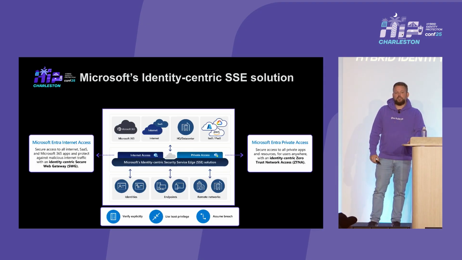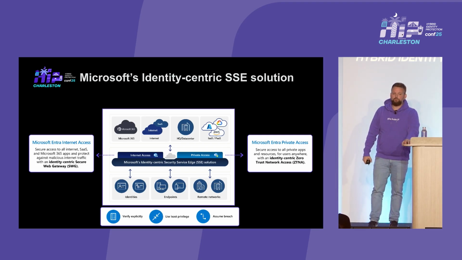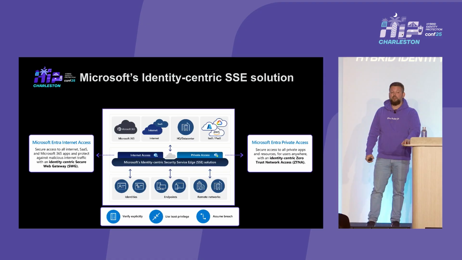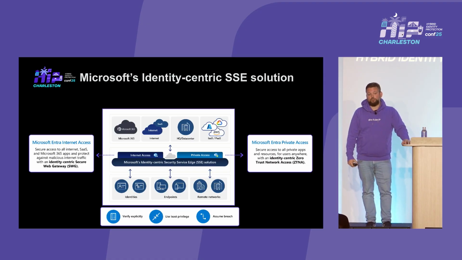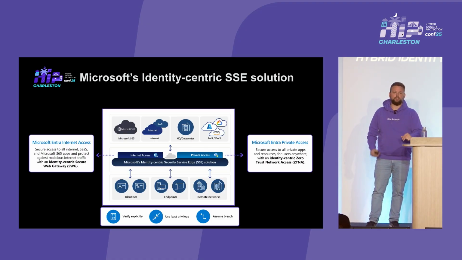And it includes Entra Internet Access. It's an identity-centric secure web gateway solution to access Microsoft 365, other SaaS services, and the World Wide Web. And we have Entra Private Access. This is also an identity-centric zero trust network access solution to access data center and IaaS and PaaS environments. So AWS, Azure, your data center.